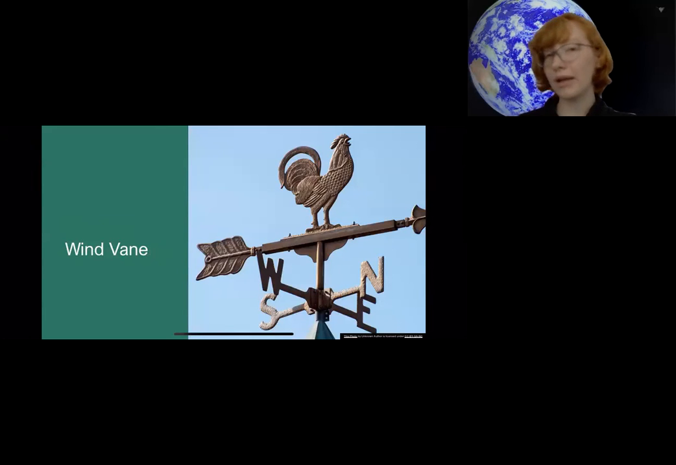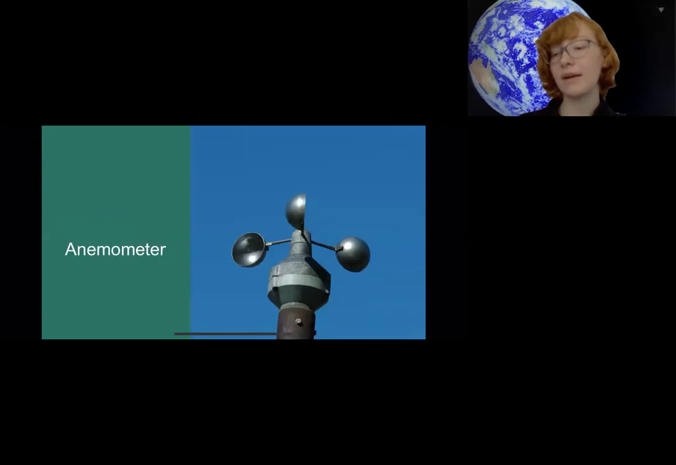Another part of the wind is how fast it's blowing, which is measured by something called an anemometer. So this is a cup anemometer. Wind blows into the little cups and it moves the anemometer around, and that tells us how fast the wind is blowing.